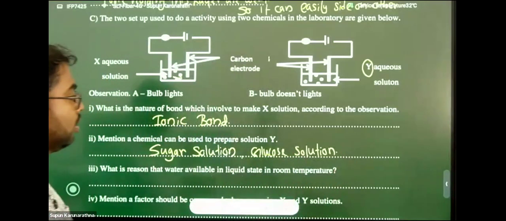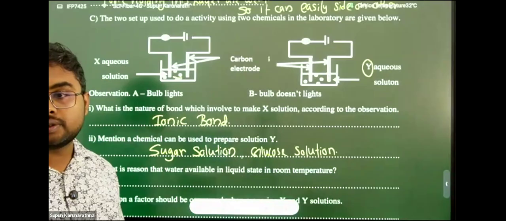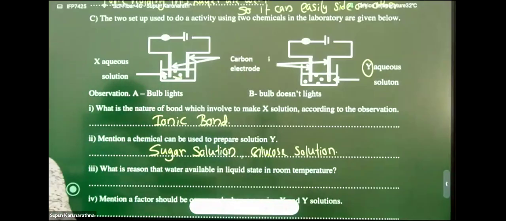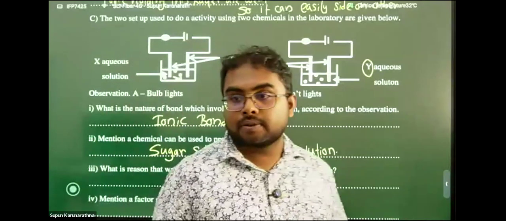Likewise, sugar solution, glucose solution, you can use.